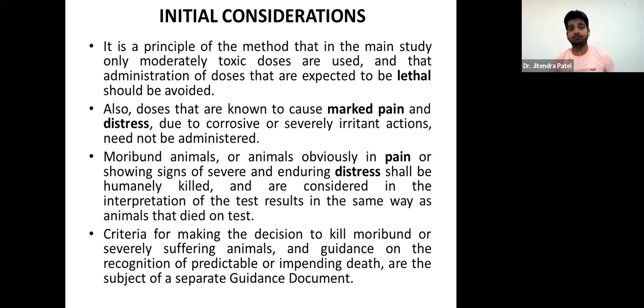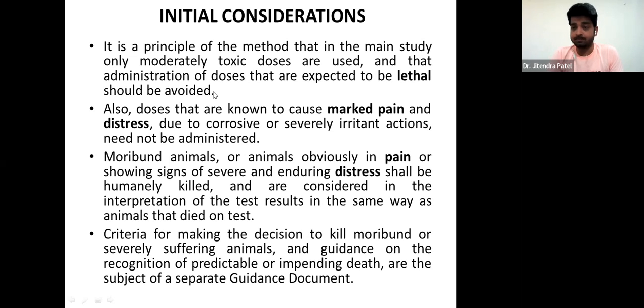So when we talk about the 420 guideline, what are the initial considerations we are going to have, right? What are the points the governing body has focused on and formatted into the regulations or rules? It is a principle of the method that in the main study only moderately toxic doses are used, right? Not severe, not mild, moderate. Medium toxic doses are used, and administration of doses that are expected to be lethal should be avoided, right?